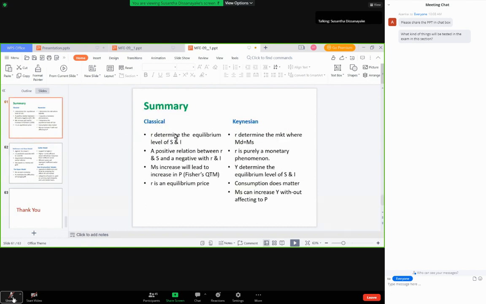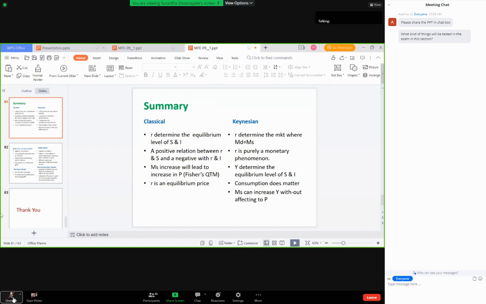In the classical model, we discuss how the equilibrium level of saving and investment is determined, and the relationship between R and saving, and between R and investment. Here R represents the interest rate, I represents investment, and S represents saving. In the classical model, we also discuss that an increase in money supply leads to an increase in price, according to Fisher's quantity equation. Here we discuss that the interest rate is an equilibrium price.